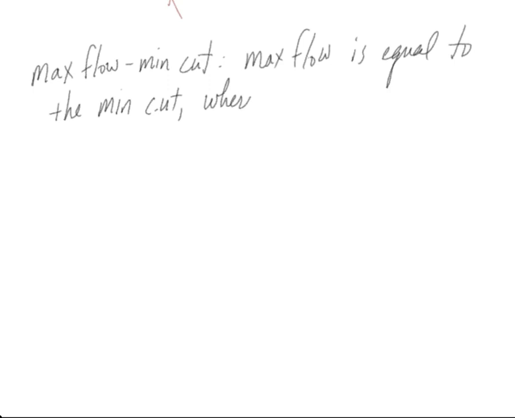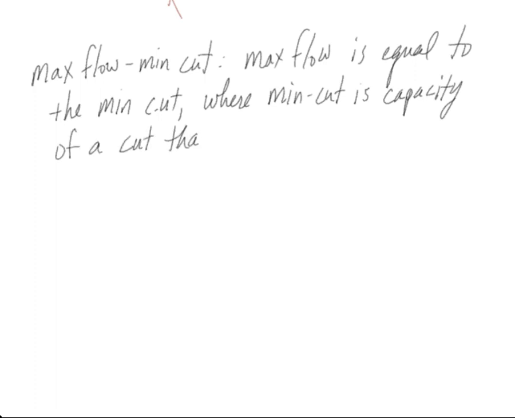where min cut is the capacity of a cut that separates S and T. Okay, so the first thing we need to understand is what is a cut.